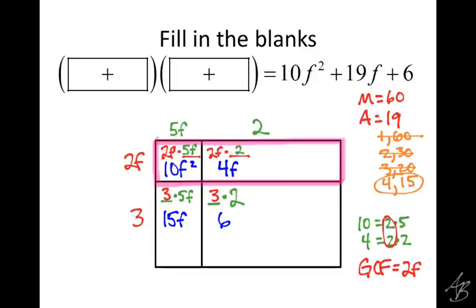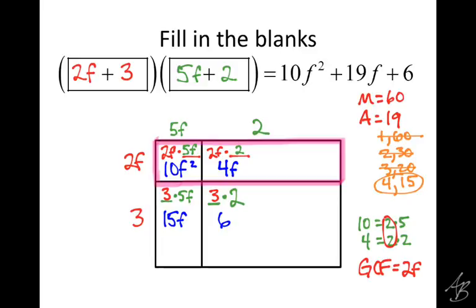And now we can use this to write our answer. Our area model's finished. So we can say that this area here is equal to the height times the width. What's the height going to be? 2f plus the height. The height is over here on the side. So 2f plus 3. And the width is going to be 5f plus 2.